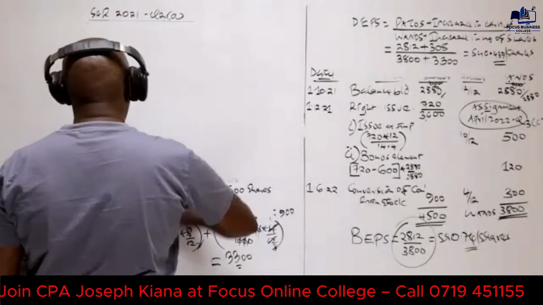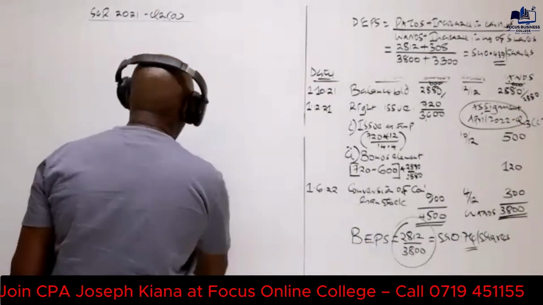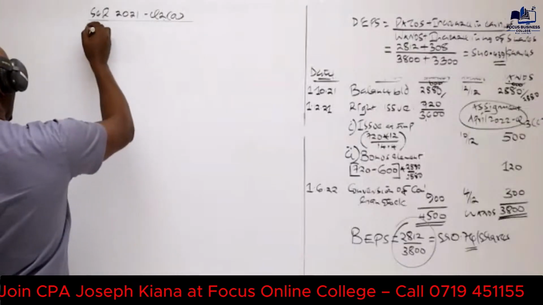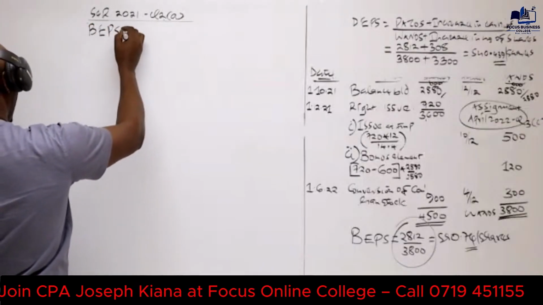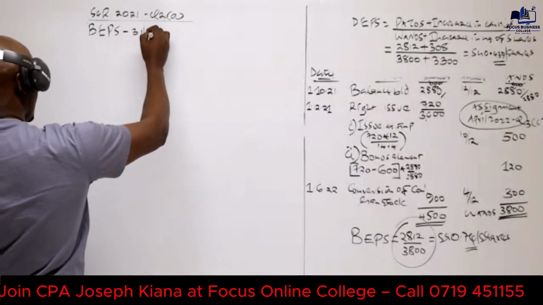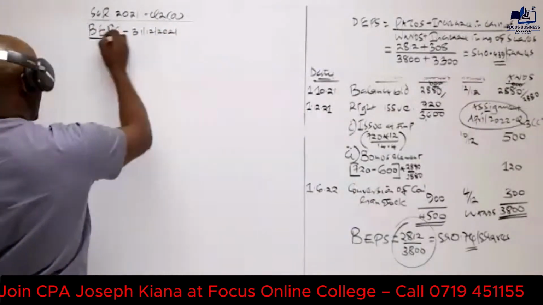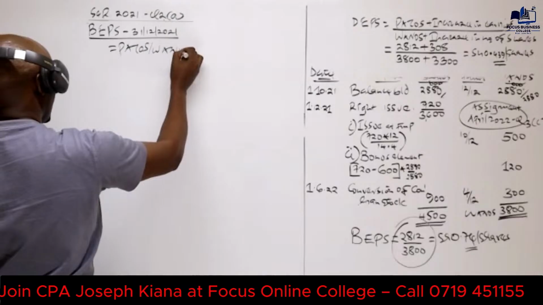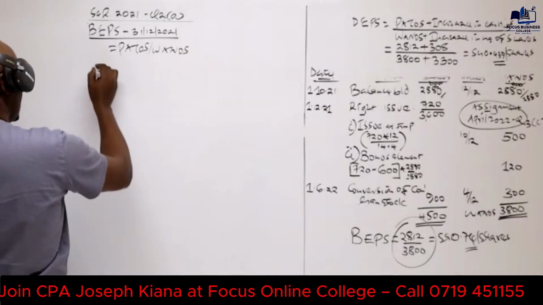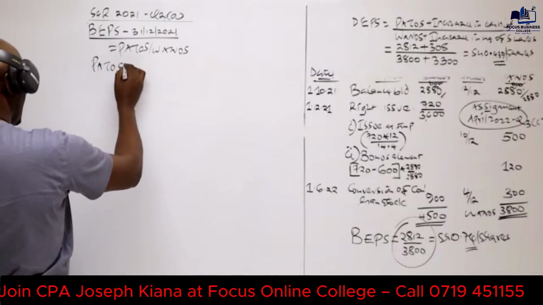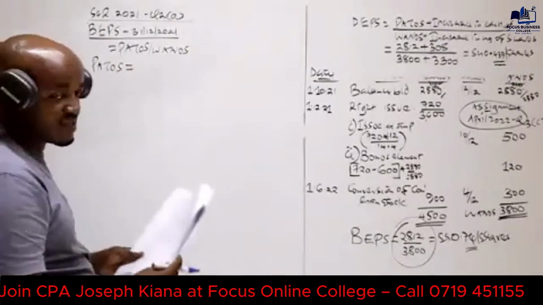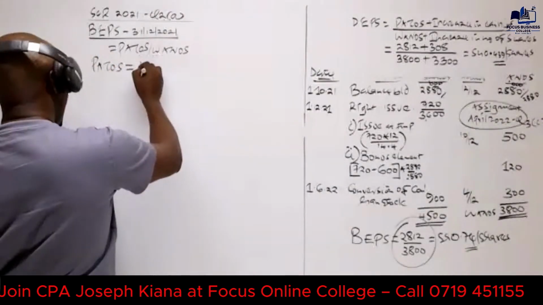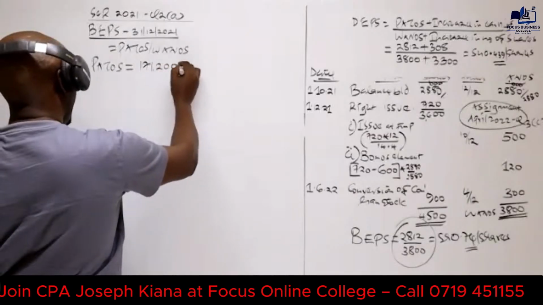We see whether we will finish. So we are required to compute the basic earnings per share for the year which ended 31st of December 2021. So this one is equal to the PATOS divided by the weighted average number of ordinary shares. The PATOS, in this case, we will take the profit after tax, which is given below paragraph 1. And this one is given as 171,200.